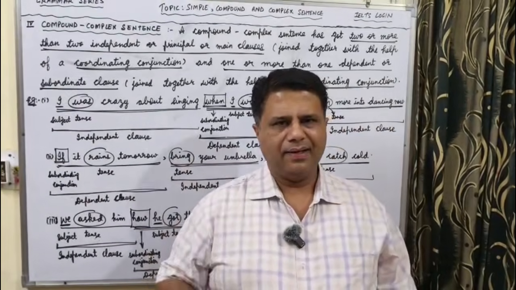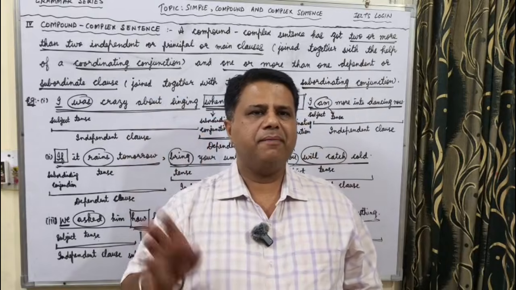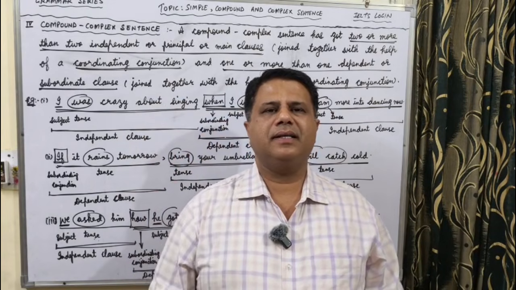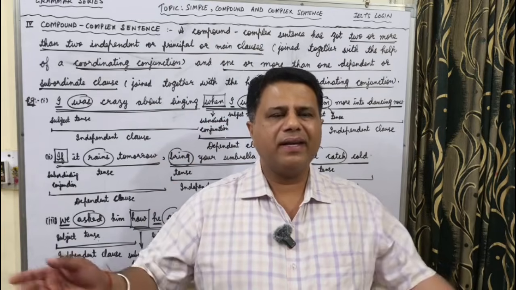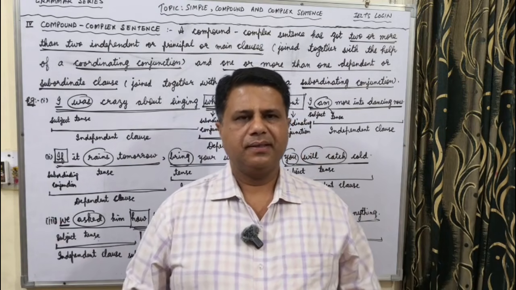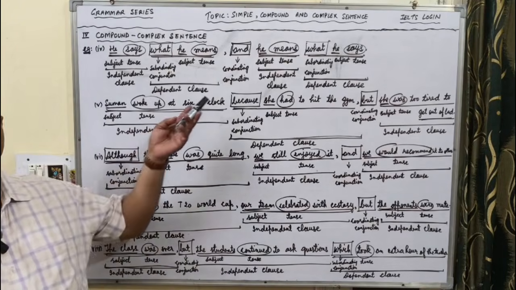All the things are there. Whatever we have discussed so far, all the things are there. Independent clauses are there, two independent clauses, a dependent clause is there, a subordinating conjunction is there, a coordinating conjunction is there. So next we will discuss more examples. Now the next example, example number 4, it's quite interesting.